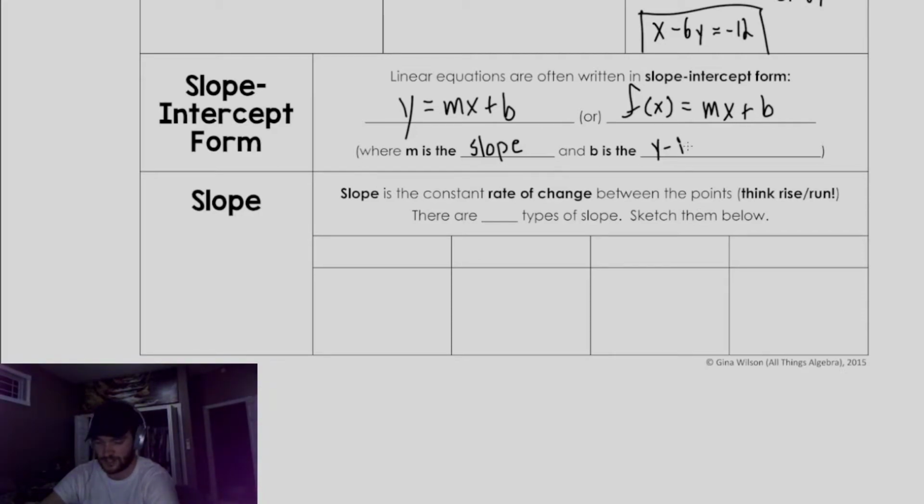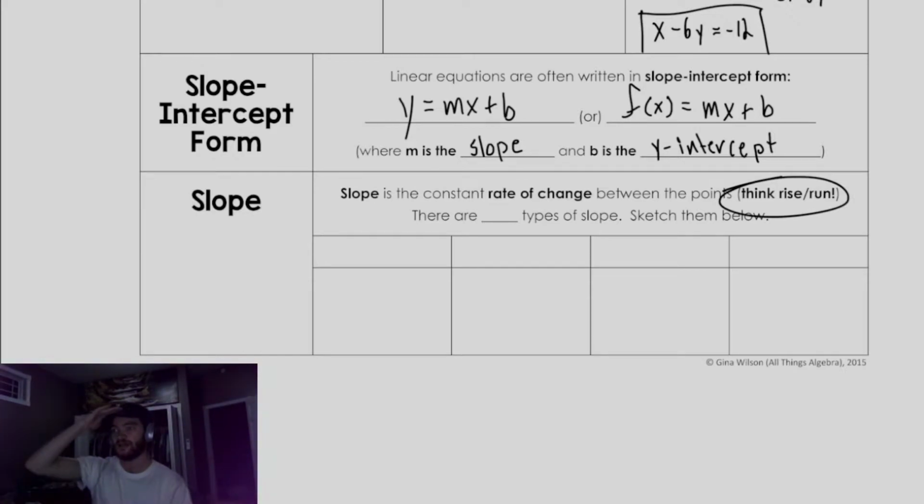y-intercept. I forgot how to spell intercept. I'm trying to think about that. Intercept. Sure, whatever. Y-intercept, right? It's where it connects at the y-axis, that basically vertical axis. Slope is a constant rate of change between points. Think rise over run. This is a big thing. If you want to put that in your notes, that's huge. Rise over run is massive. You will use that forever.